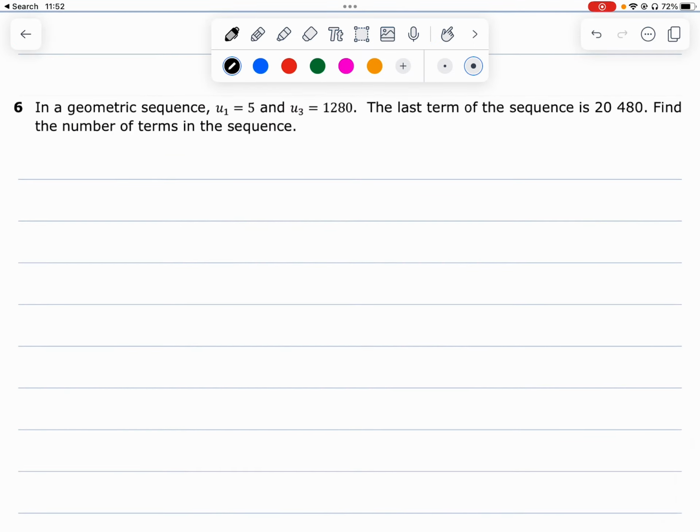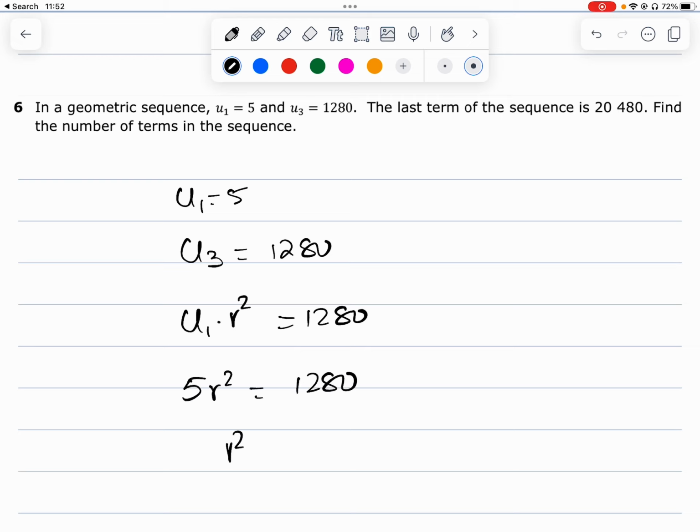Question number 6. A geometric sequence, the first term is 5, the third term is 1280, the last term is 20,480. Find the number of terms in the sequence. What is the third term? u1 times r squared is 1280. u1 is 5, so 5r squared equals 1280. So r squared equals 256. Instead of writing 16 squared, I can write 256. So r equals the square root of 256, that is equal to 16.